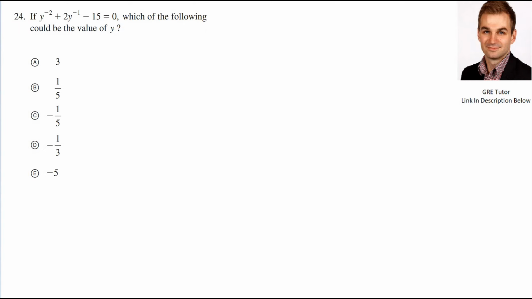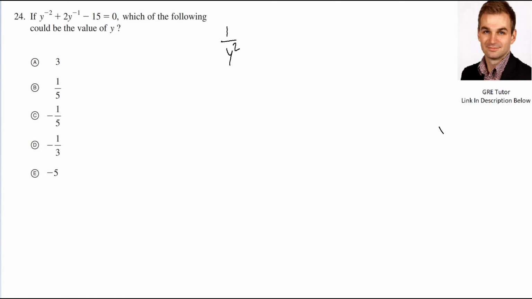Okay, so let's look at this. We've got: if y to the negative 2 plus 2y to the negative 1 minus 15 equals 0, which of the following could be the value of y? Okay, so here's what I'm going to do. I'm going to change this to 1 over y squared.